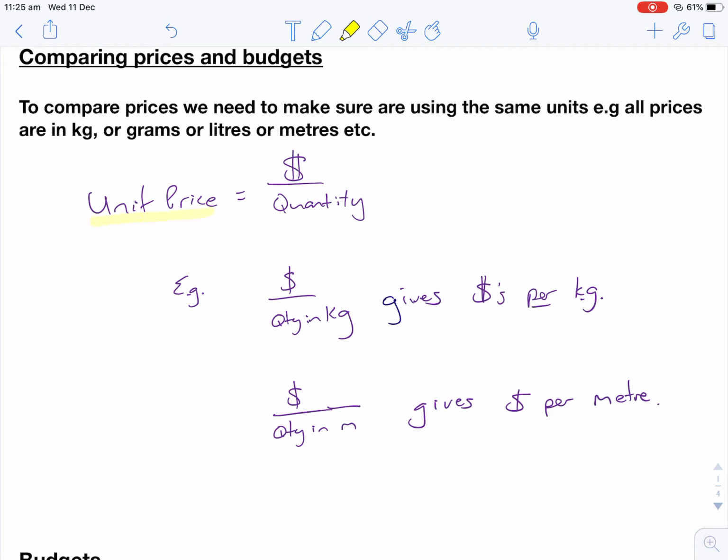So my unit price, my price per kilogram or my price per whatever units I want to use, is achieved by going the dollars. Think of the divide line as a per. So it's dollars per, in this case, quantity. If I wanted dollars per kilo, I'd have my dollars on top and my quantity in kilograms on the bottom. If I put my quantity in grams, then what would come out would be dollars per gram. And so it's always the top thing per whatever's on the bottom. If I want my price per metre, then I'd put my dollars on top and I'd be dividing by metres on the bottom, and so on.